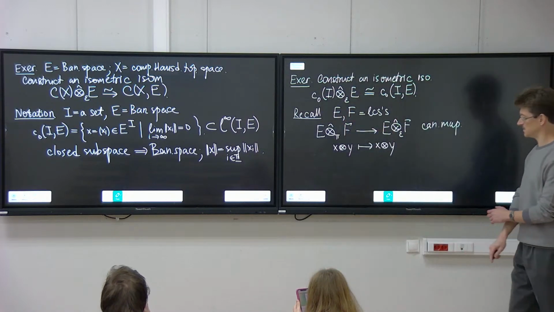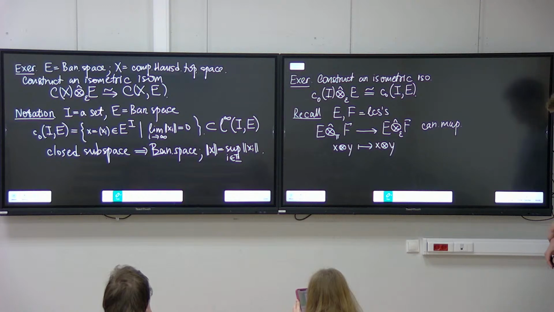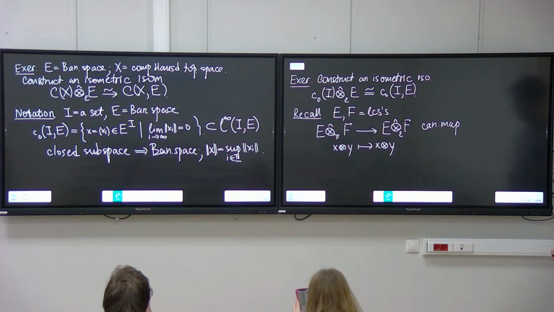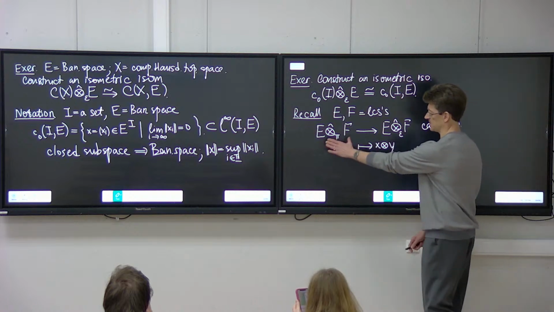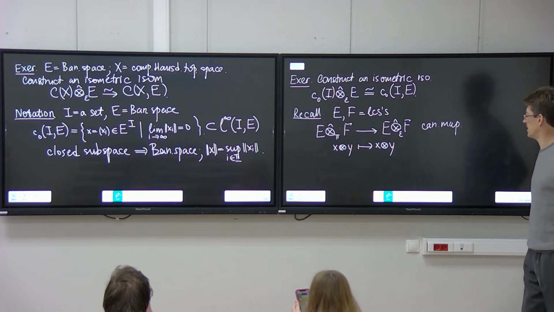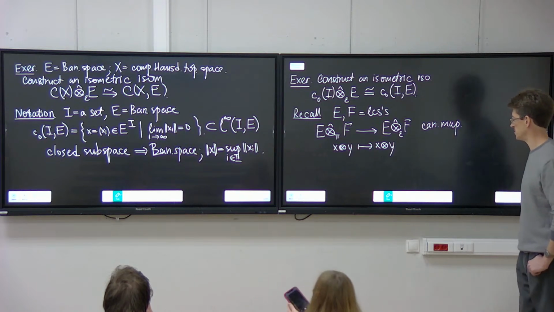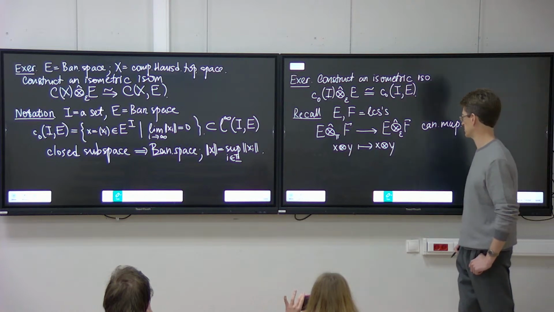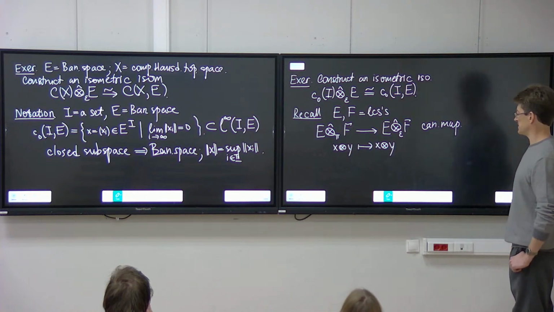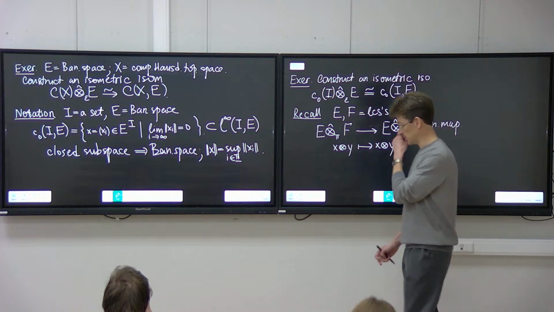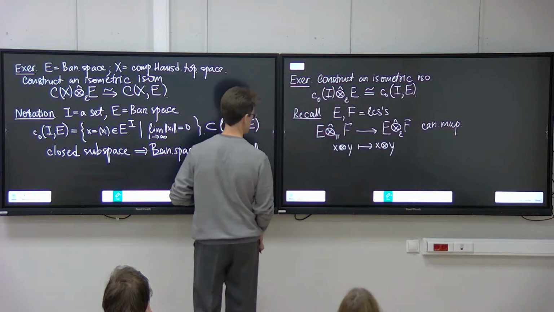So it is the identity map on the algebraic tensor product. And we extend the identity map on the algebraic tensor product by continuity from here to here. This is well defined because the topology on the injective tensor product is weaker than the topology on the projective tensor product. So at the previous lecture I claimed that in general this map is neither injective nor surjective. And now we can give a concrete example where it is not surjective.